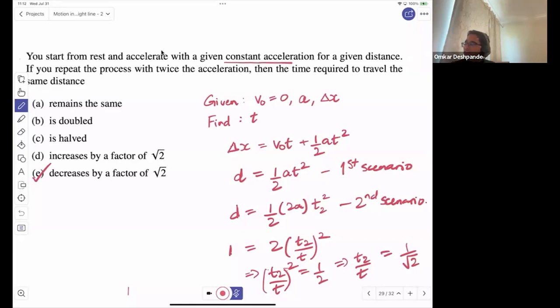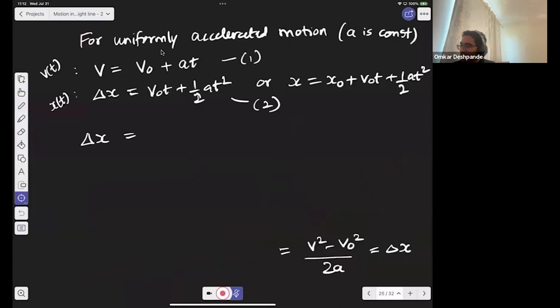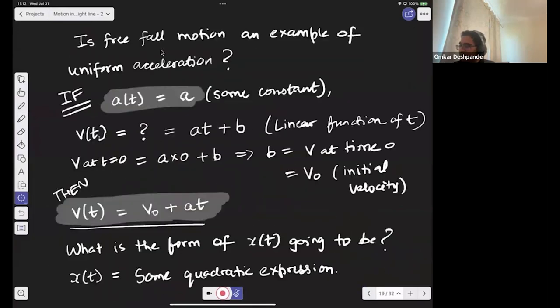So remember that all of these equations apply only when the acceleration is known to be constant. Otherwise, we cannot apply these equations of motion. And by default, they apply even for uniform velocity motion because their acceleration is 0. So if acceleration is 0, then we get much simpler forms of the same equation, right? If acceleration is 0, that means my velocity is constant. If a is 0, vt is always v0.